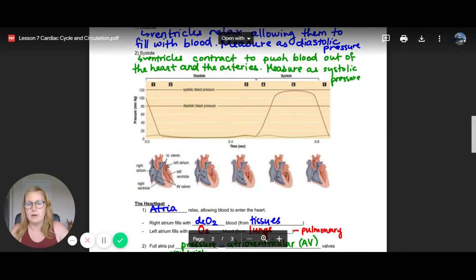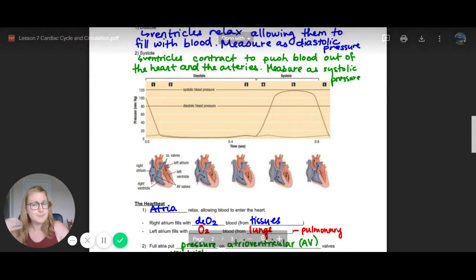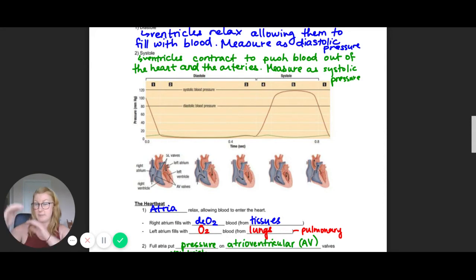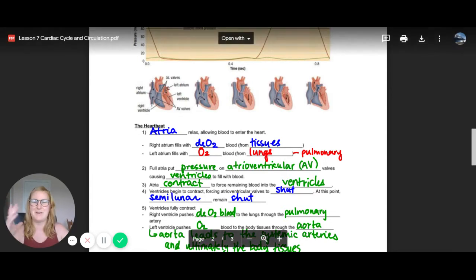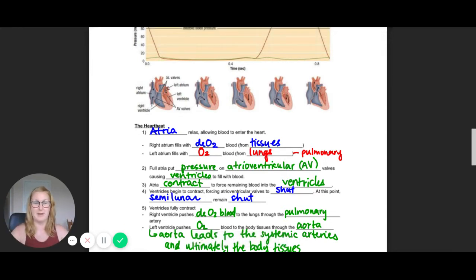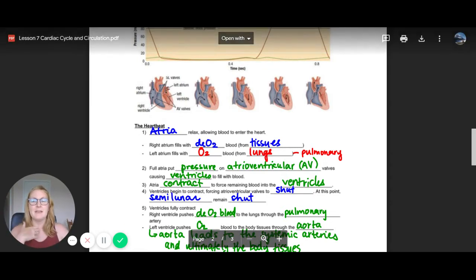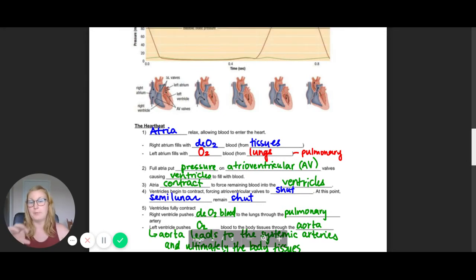These diagrams down here also refer to the same graph, which is essentially showing where the blood is moving to in each of these 5 parts. So part 1, we have the atria relaxed and actually filling up with blood. That's deoxygenated blood coming in from the tissues, and the left atrium with oxygenated blood from the lungs and from the pulmonary circuit. The full atria, as I mentioned, are going to put pressure and weight on the AV valves and cause the ventricles then to fill with blood.